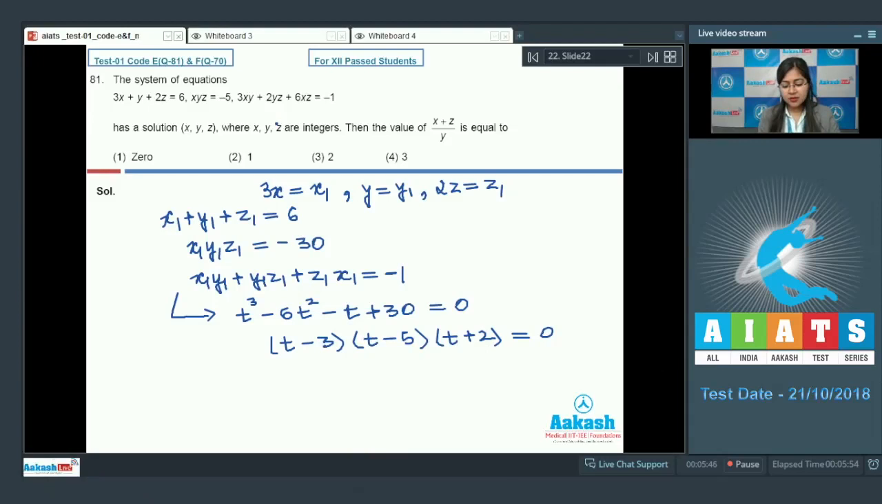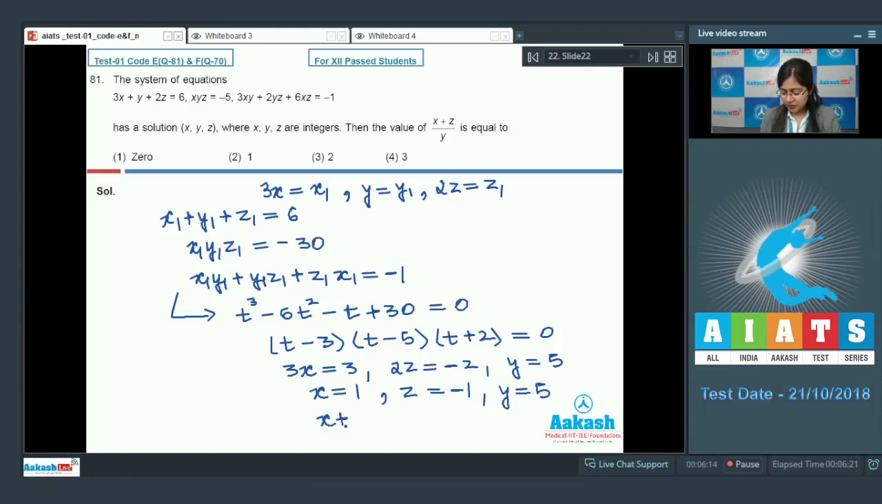So the values of x1, y1 and z1 are 3, 5 and minus 2. Now as x, y, z are given to be integers, the only possibility is that 3x equal to x1 should be equal to 3 and 2z should be equal to minus 2 and y should be equal to 5. The only possibility is this. So from here we get that x is equal to 1, z is equal to minus 1 and y is equal to 5. So the value of x plus z upon y will be equal to 0, right? So the correct answer is option number 1.